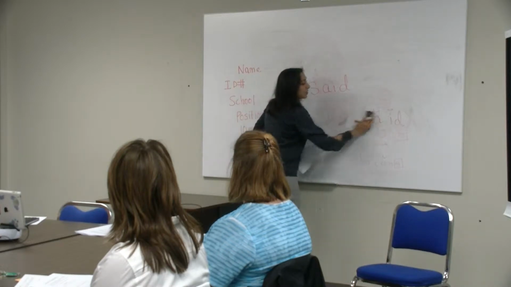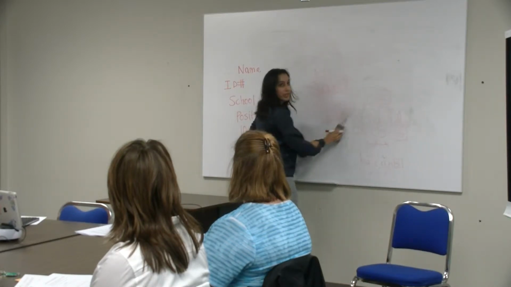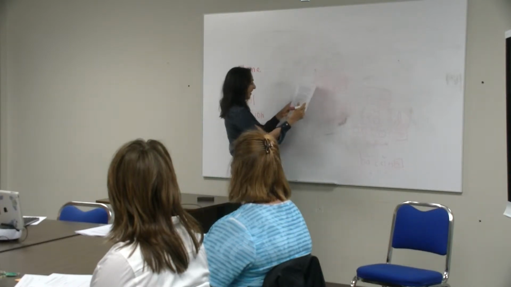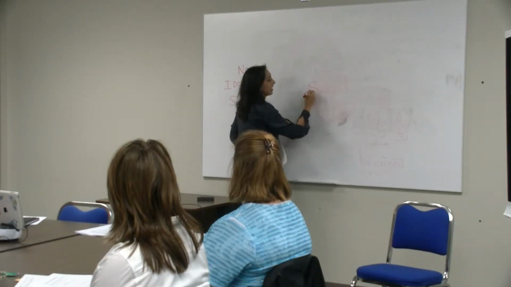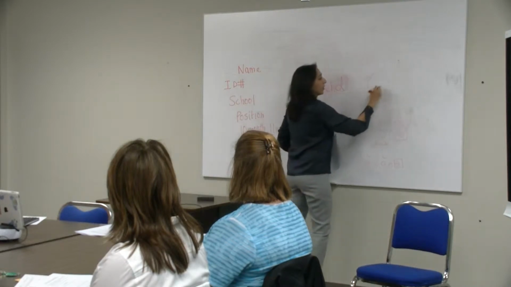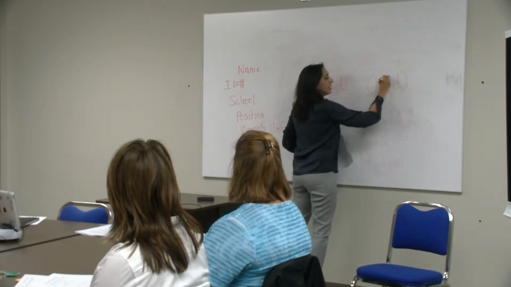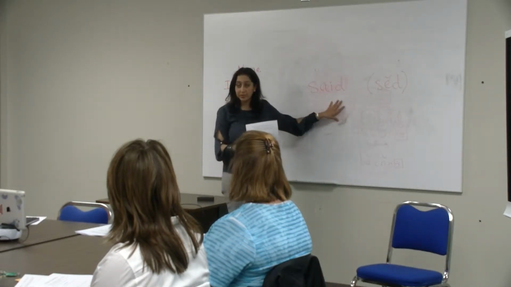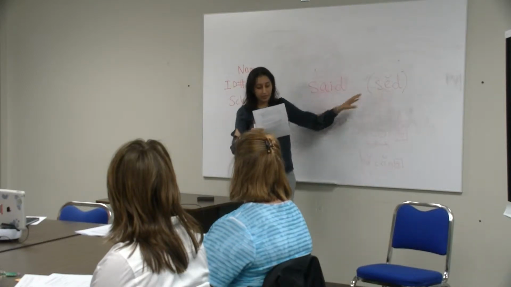So once the student discovers this, you erase this. I'm sorry, red is too bright. Okay. So then the teacher writes down said again, and right next to it, in parentheses, you write S-E-D with a brief, which gives the pronunciation of this word. So now the student knows how it's pronounced.